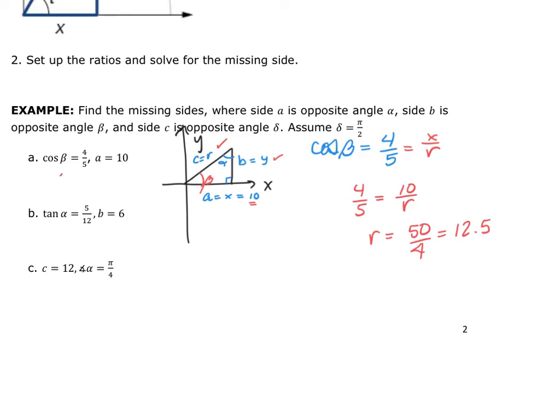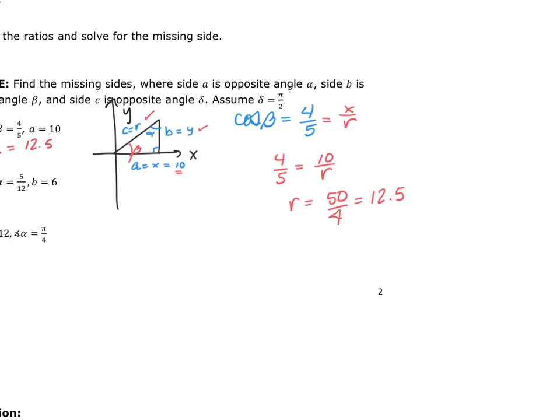Now I want to find my other missing side. So we found the side c, or the radius if you prefer, which is 12.5. We need to find my side b, and the way that I can find my side b is using Pythagoras' theorem. My radius squared is equal to my x squared plus my y squared, or c squared is equal to a squared plus b squared. We know what r is. r is 12.5.